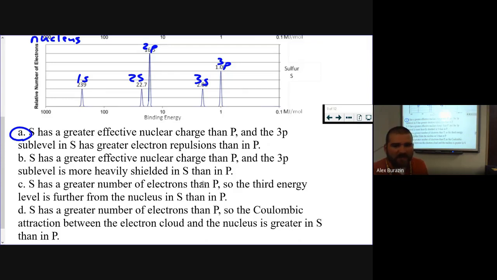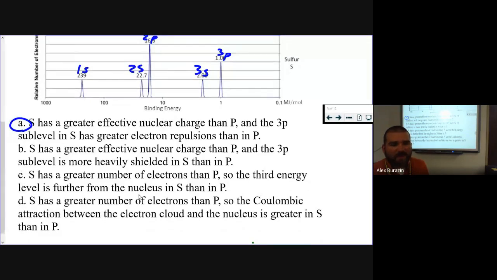Sulfur has a greater number of electrons than phosphorus. Yep, that's true. So the third energy level is further from the nucleus in sulfur than in phosphorus. Man, that sounds like it wants to be right. It's not quite correct. It's related to radius of atoms. We will talk about that tomorrow as well.